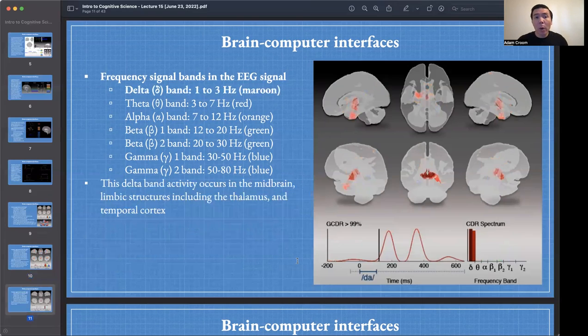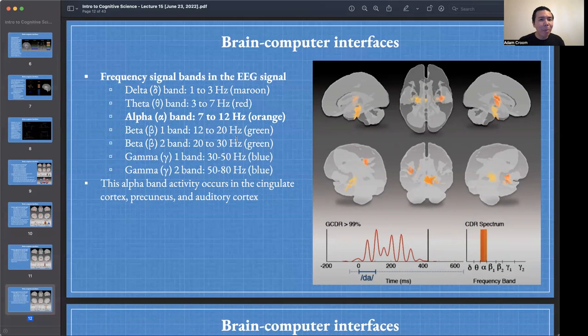All right, so let's go ahead and look at each frequency band in turn. The delta band ranges from 1 to 3 hertz. And we see here, this is the delta band, and these are areas of the brain that are active for this delta band.